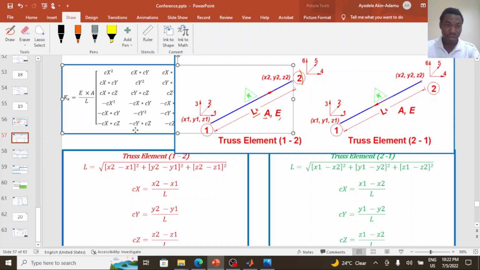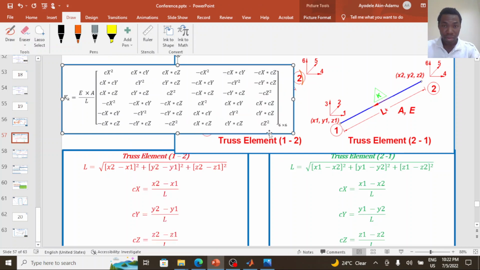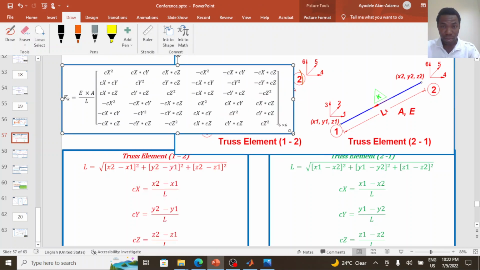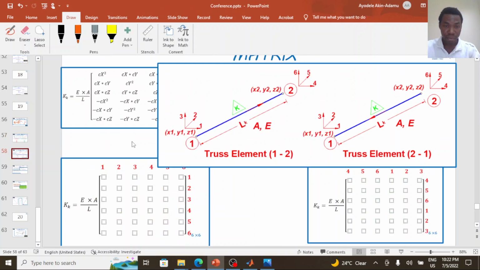As I said, before moving to the next slide, this is the local stiffness matrix for a truss element, a 6 by 6 matrix consisting of a cosine angle in the x, y, and z direction, Young modulus, cross-sectional area, and the length of the element as variables. I'll move to the next slide.